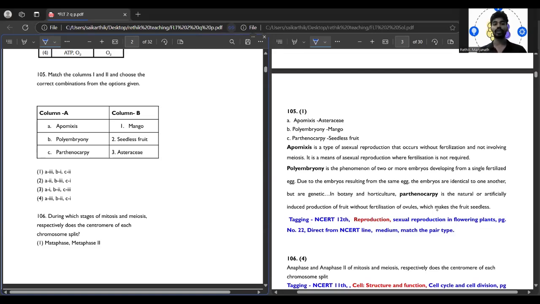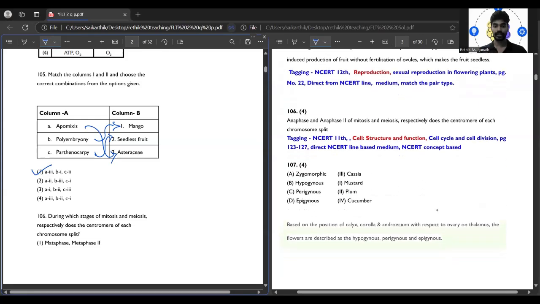So polyembryony, we know that it is mango. So it is clear. Next, Parthenocarpy, we know it is actually the seedless fruit, right? Because it is, in nature or artificially induced, the production of fruit without fertilization of the ovules, which makes the fruit seedless. So last, this is remaining. So what would be the correct option here now? A is 3, then B is 1, and C is 2. So option 1 is correct.